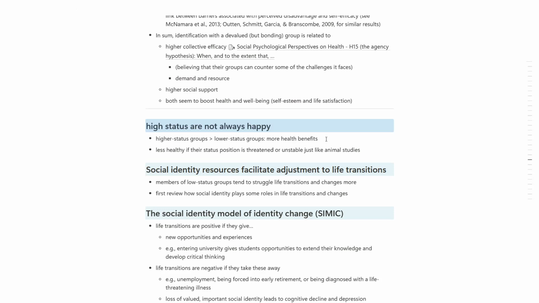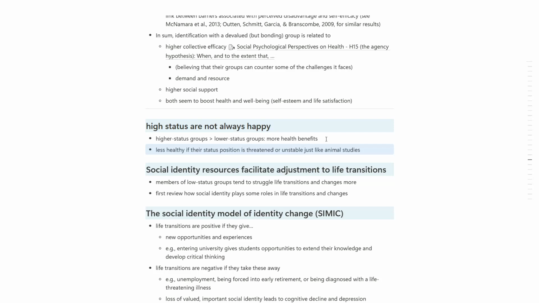Furthermore, high status groups are not always happy either. So in general, higher status groups tend to have better health than lower status groups, and that's because they tend to have more resources and access to those resources. But higher status groups could be less healthy if their status position is threatened or unstable.